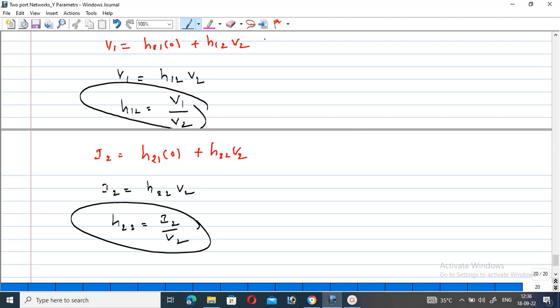How are we going to represent the name of this one? I2 by V2 means actually admittance. Therefore, it is called the output admittance. And V2 by V1 is generally called the voltage gain. Then V1 by V2 means reverse voltage gain. We can call it the reverse voltage gain.